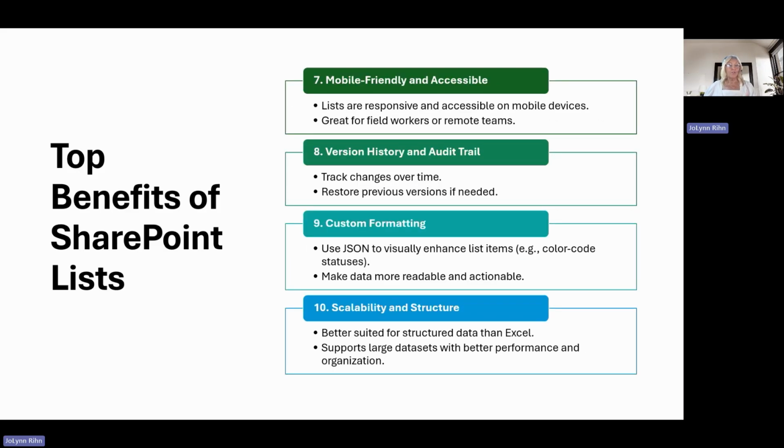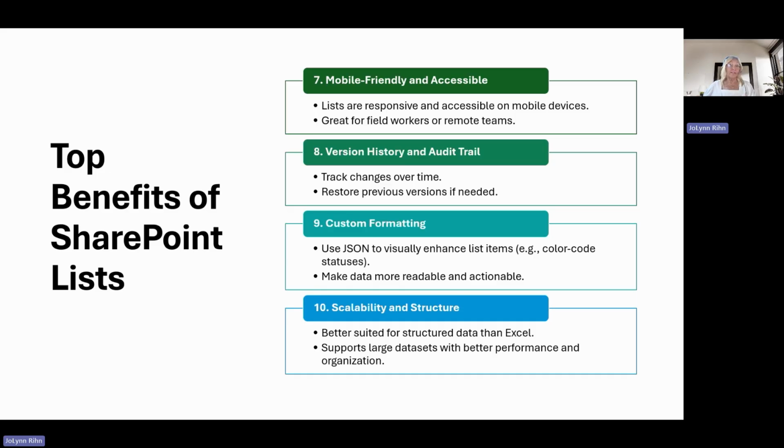So these last benefits really focus on scale and usability. Lists are mobile friendly and accessible, which is great if you have remote or field-based team members that need to access that information. They include version history and audit trails, so you can see what changed, who changed it, and when they changed it. There's also built-in custom formatting. So if you want to highlight statuses or priorities without changing the actual underlying data, you can do that with lists. So some similarities there with Excel.